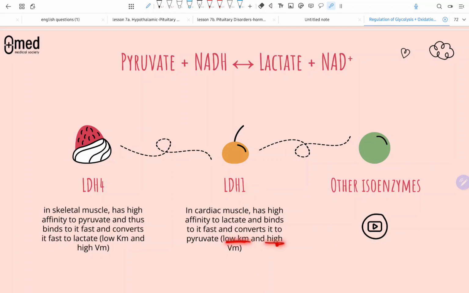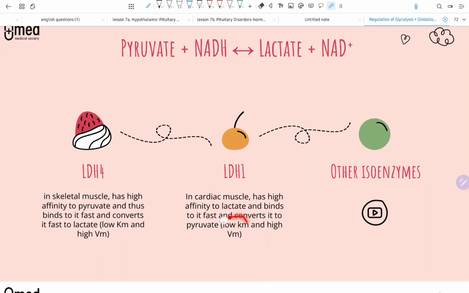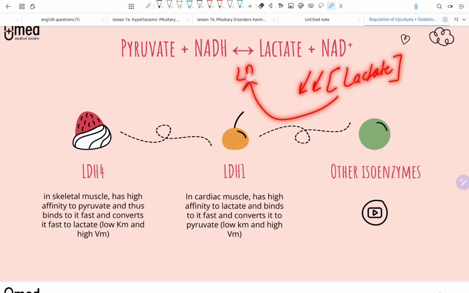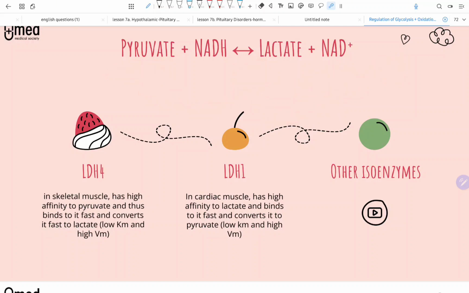Low Km and high Vm. What does that mean? Low Km means the enzyme lactate dehydrogenase has high affinity to lactate. It means that even at low concentrations of lactate, the enzyme binds very rapidly to lactate and converts it to pyruvate very quickly. That's exactly what low Km and high Vm means.